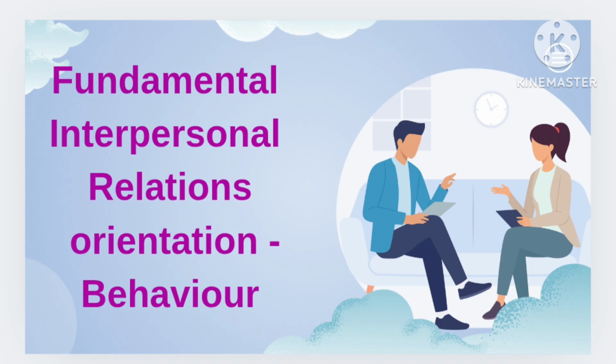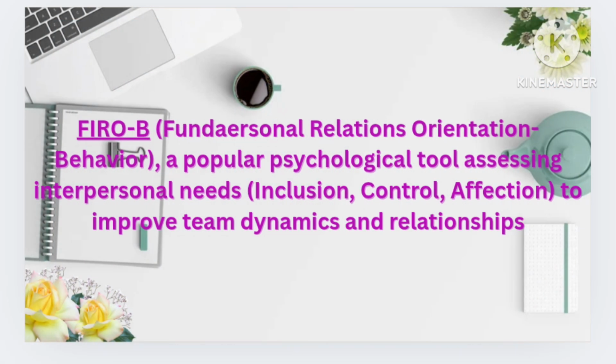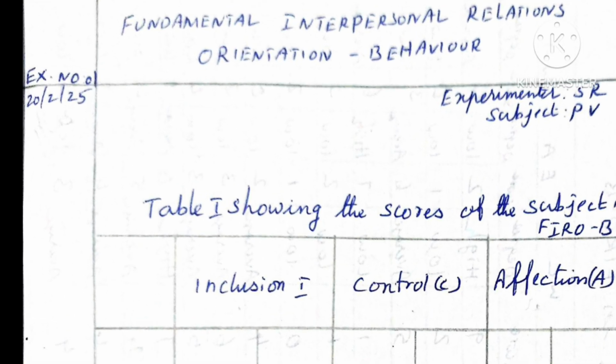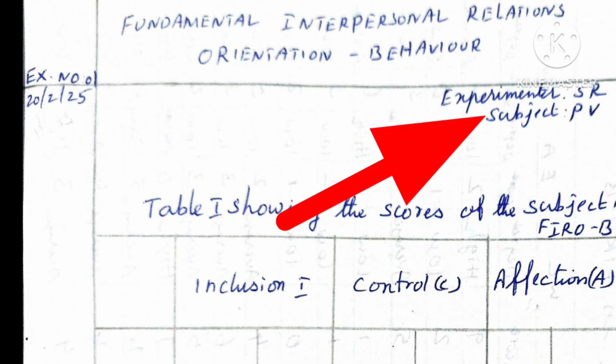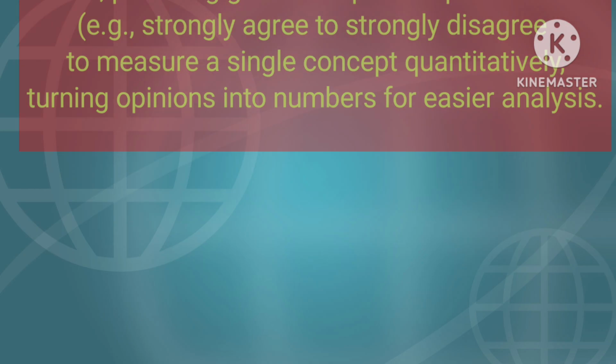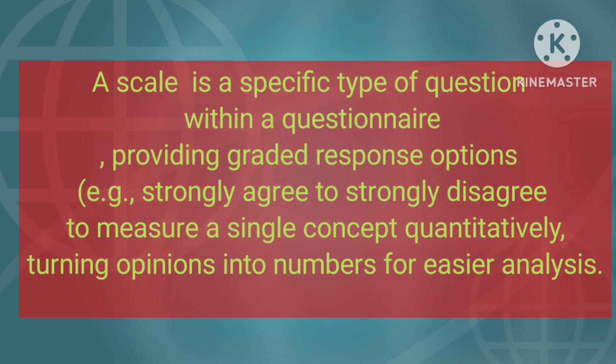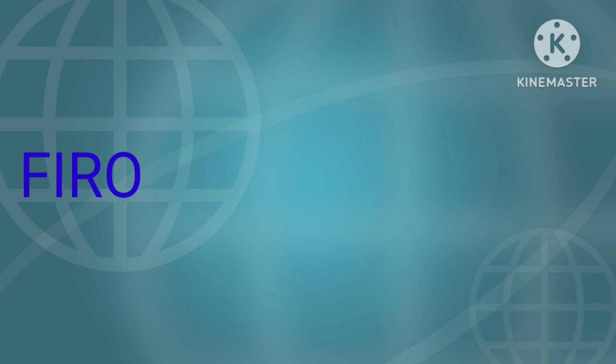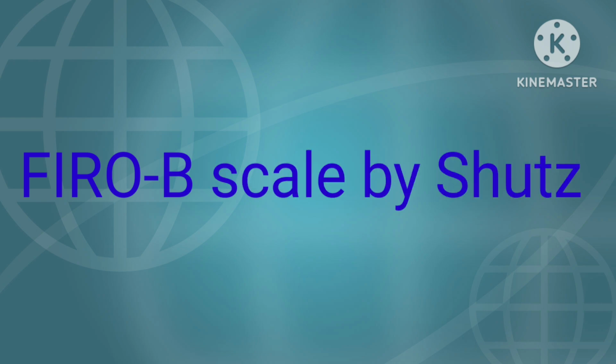My first practical was Fundamental Interpersonal Relationship Orientation Behavior, FIRO-B. At first we have to write the observation. First the topic. Below that we should write experimenter initial and subject initial. Exercise number 1. Below that we should write the date. Then table 1. Before table 1 we were given the FIRO-B scale by Shutz and an answer sheet.